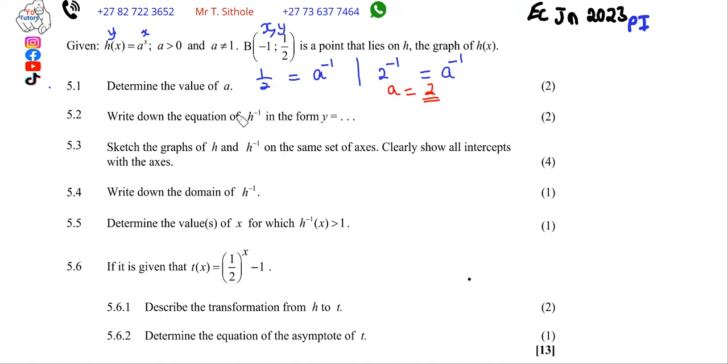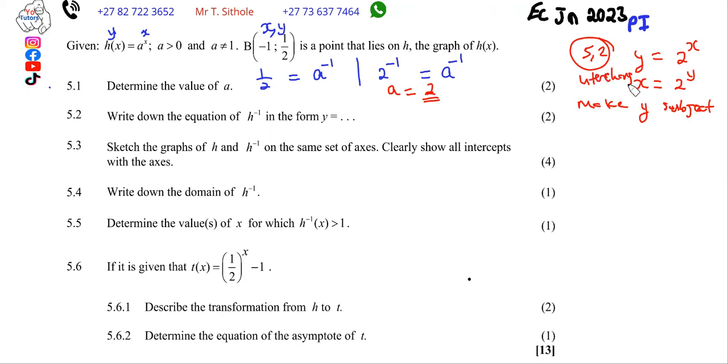Then write down the equation of h inverse in the form y is equal to. What do we know about inverse? What we know is that we interchange. If we have y is equal to 2 to the power of x, once we interchange we get x is equal to 2 to the power of y, and now we make y the subject of the formula. That's how we get the inverse. First you interchange x and y, then after that make y the subject of the formula.